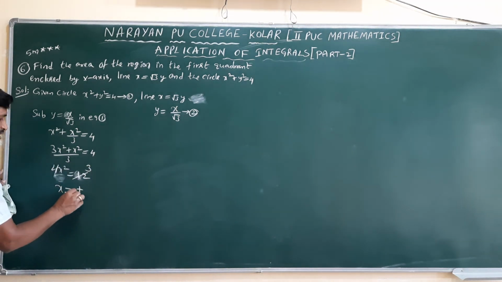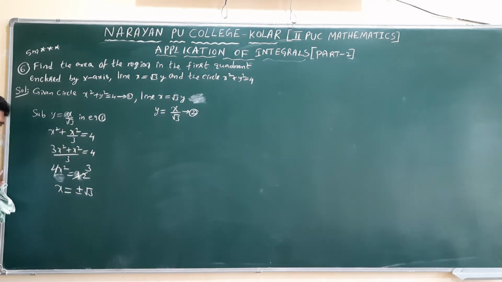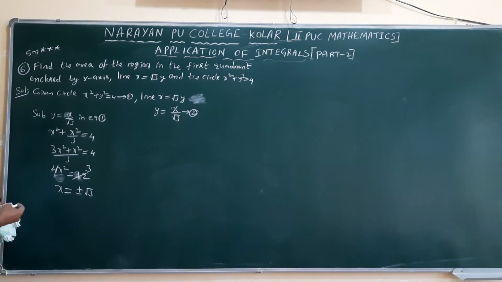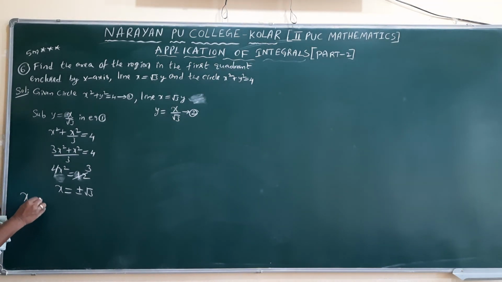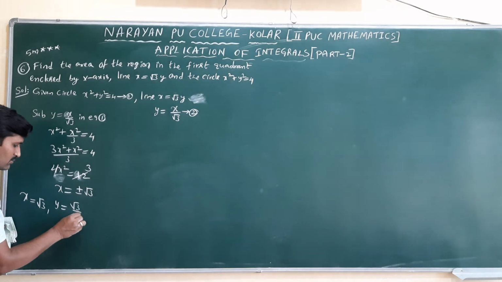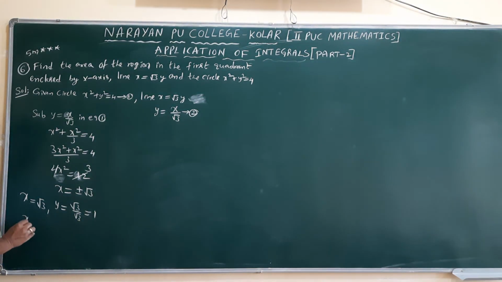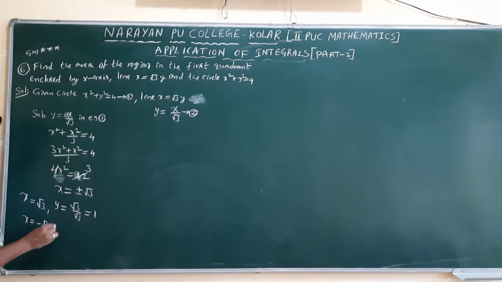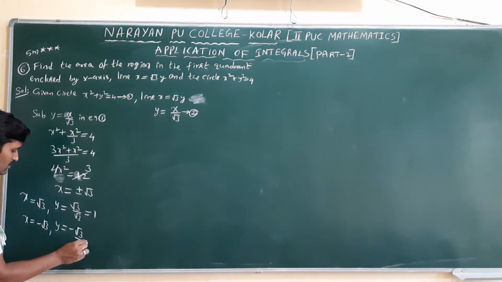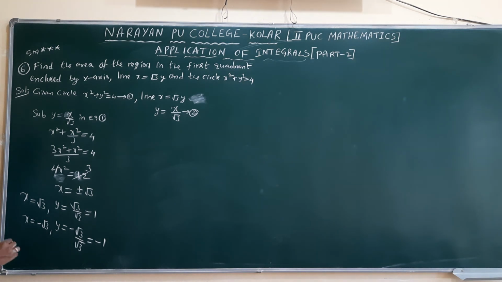What will we get for the x value? Plus or minus root 3. Now the y value we need to find. When x value is root 3, substitute into y, root 3 by root 3, that is equal to 1. When x value is minus root 3, y value is minus root 3 by root 3, that is minus 1. Now from this we can write the points of intersection.